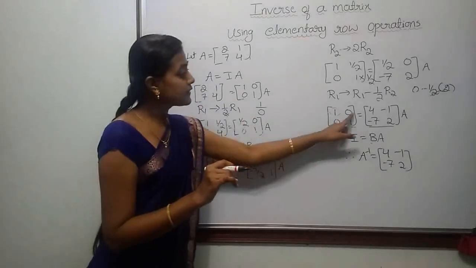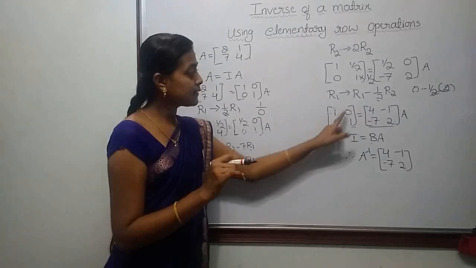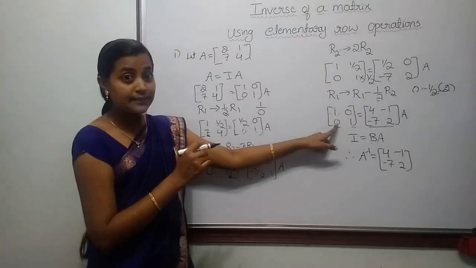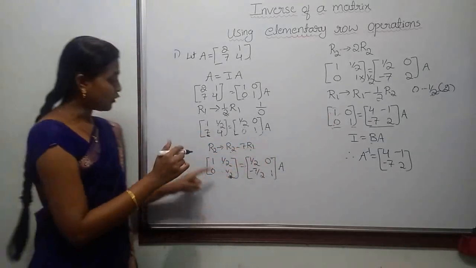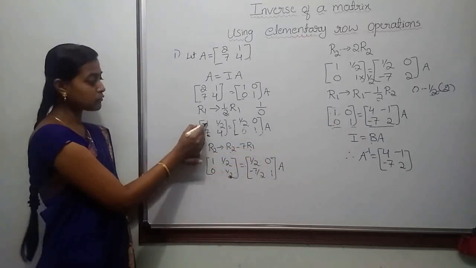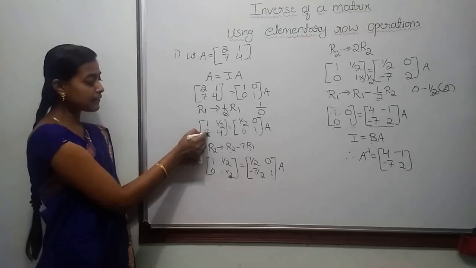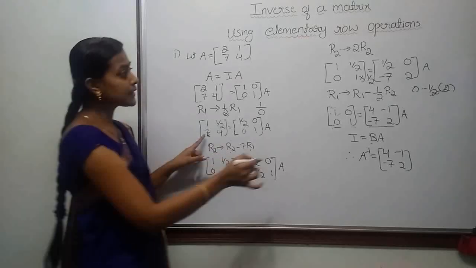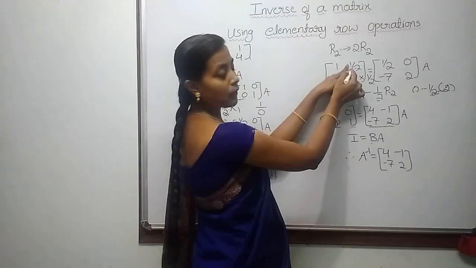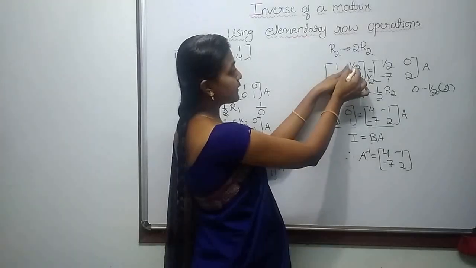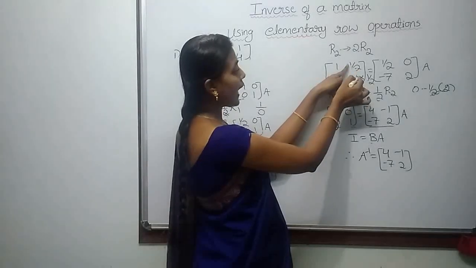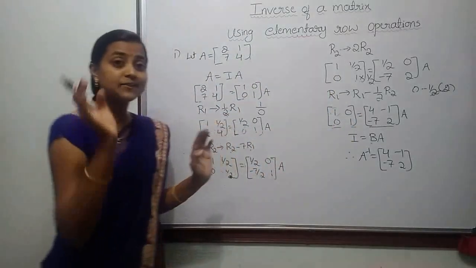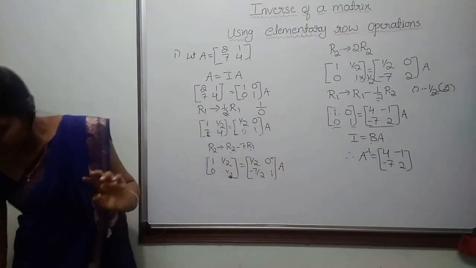Similarly, to reduce these elements to 0, you have to use another row. To reduce this element to 0, use the first row. Observe here. To reduce this element to 0, I have used the first row. Multiply this value to the first row. Subtract the result from the second row. Similarly, to reduce this element to 0, I have used the second row. Multiply this value to the second row and subtract this result from the first row. So this is the trick. Let us solve another example.